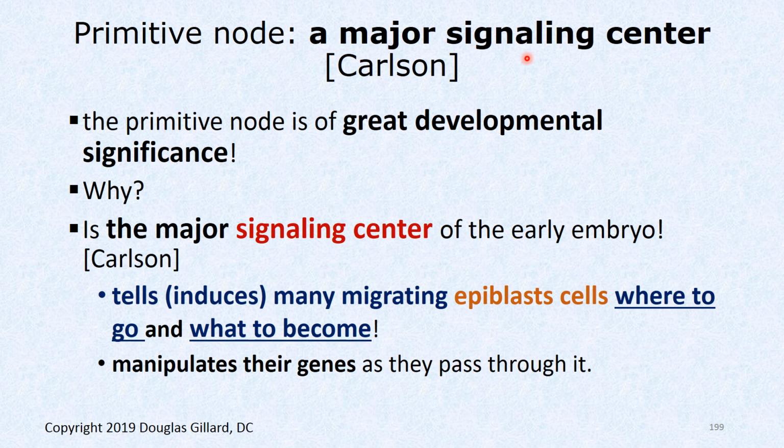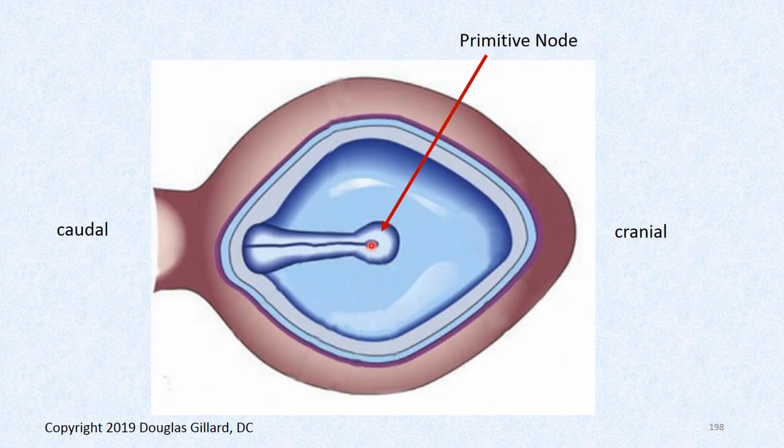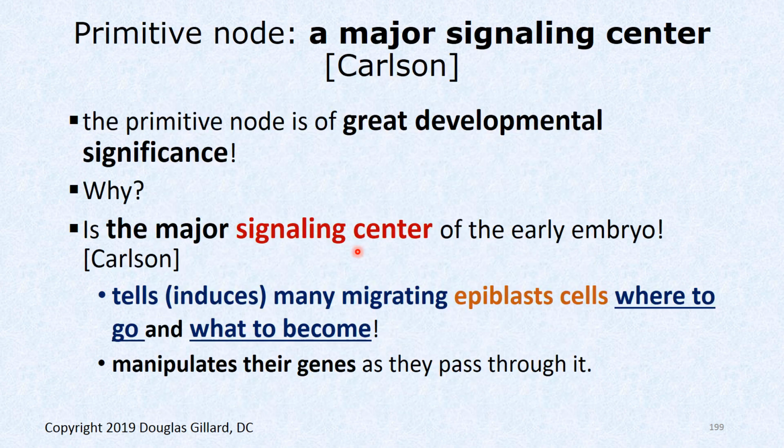So it's a major signaling center. The primitive node is super important with regard to significance. If this doesn't form right, you're going to have a deformed fetus. So it's very important that this gets done right.